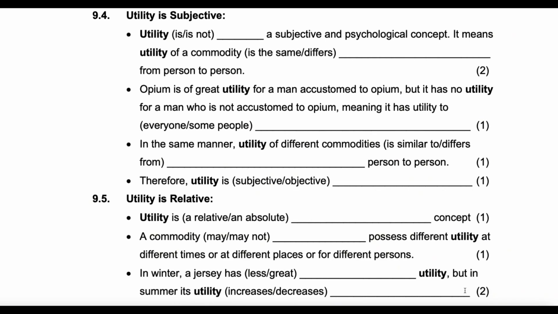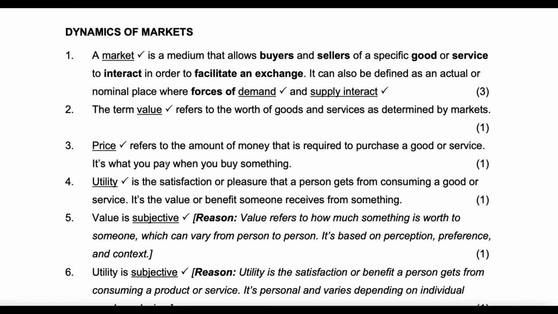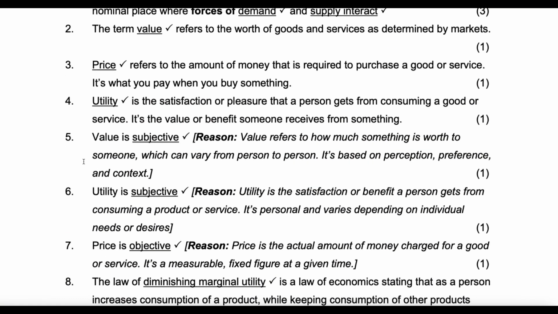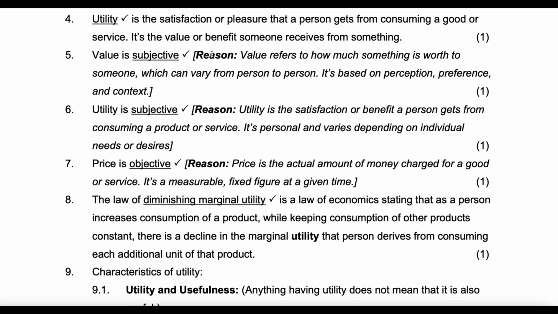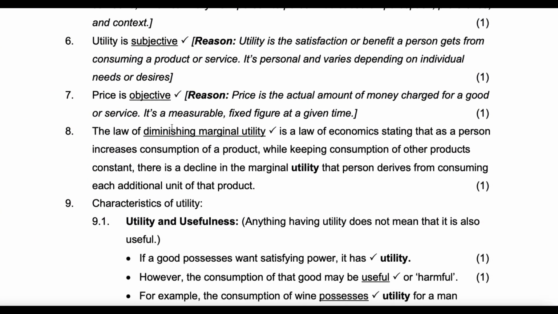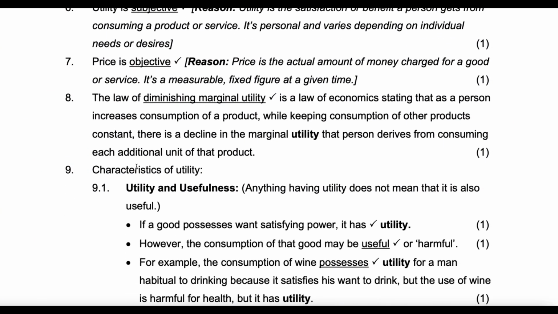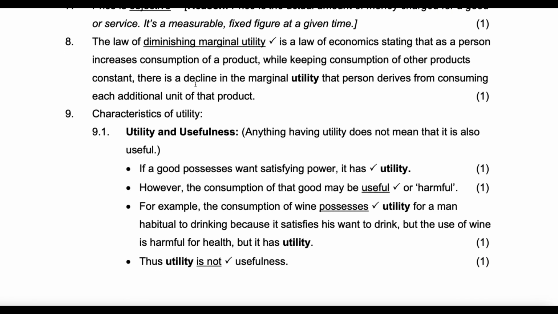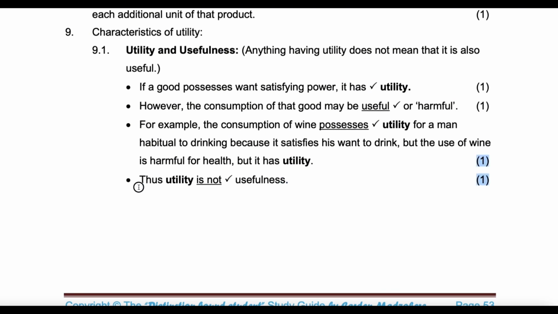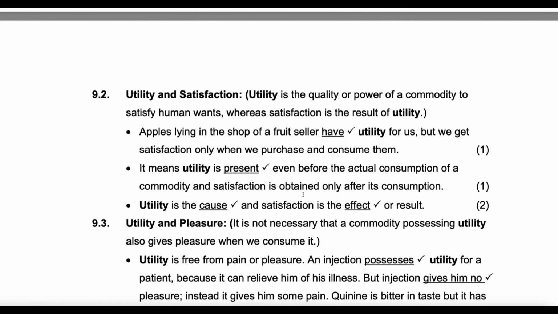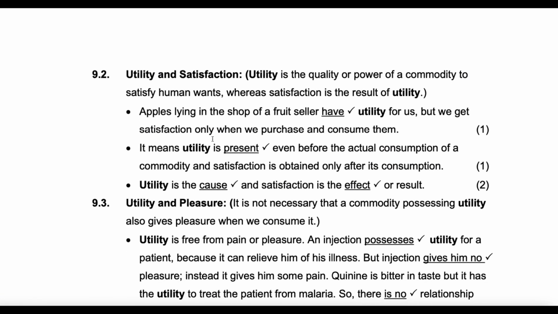And then we might as well just confirm our answers. These are the ones we did in the first lesson. Here is the reason why value is subjective. The reason why utility is subjective as well. The reason why price is objective. Now, we also talked about the law of diminishing marginal utility and the fact that utility is not usefulness, here's the conclusion. And then we went on to talk about utility and satisfaction, and we concluded that utility is the cause and satisfaction is the effect.